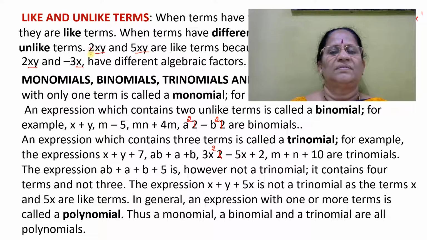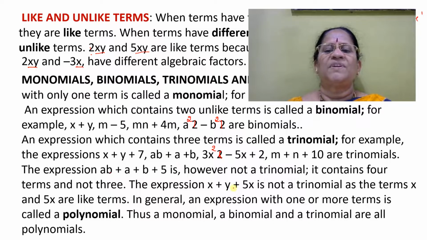The expression ab plus a plus b plus 5 is, however, not a trinomial because it has 1, 2, 3, 4 terms. It contains 4 terms and not 3. The expression x plus y plus 5x is not a trinomial as the terms x and 5x are like terms. Here you can add x and 5x and write this as 6x plus y. It is not a trinomial.